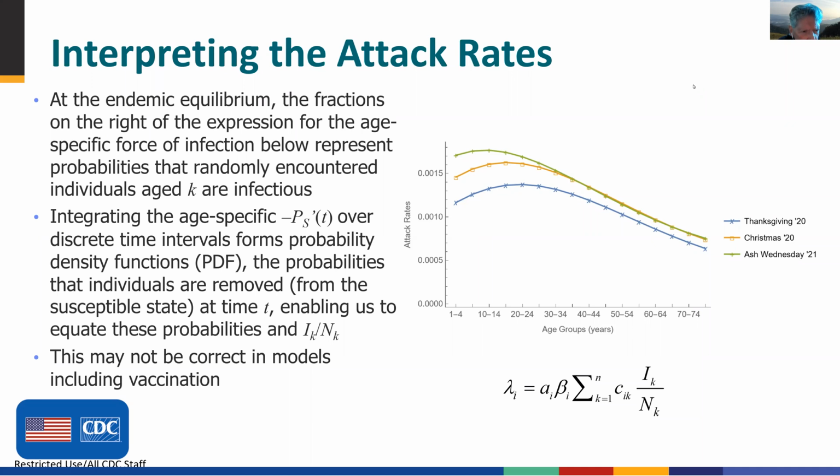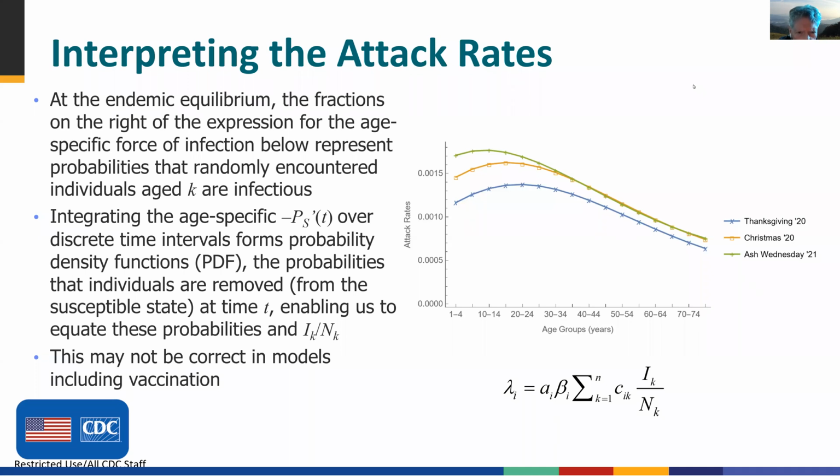And if we integrate these rates over discrete time intervals, that gives us a probability density function, the probabilities that individuals have moved from the susceptible state at exactly time t, which enables us to equate these probabilities and that ratio. But this may not be correct in models including vaccination. And this is something that we need to think a bit more about.